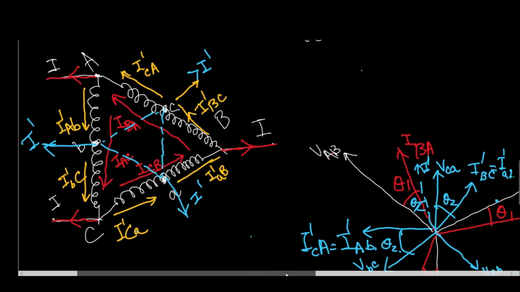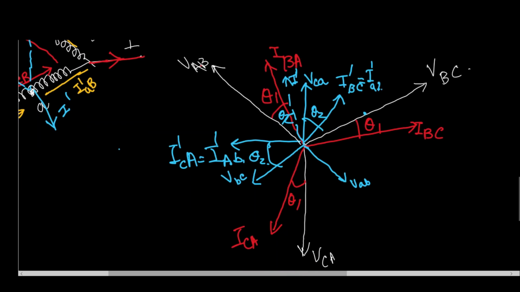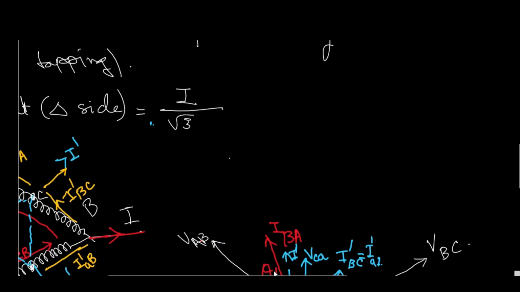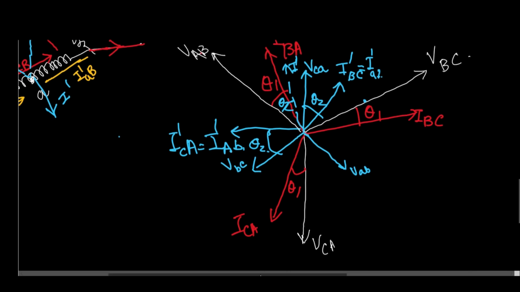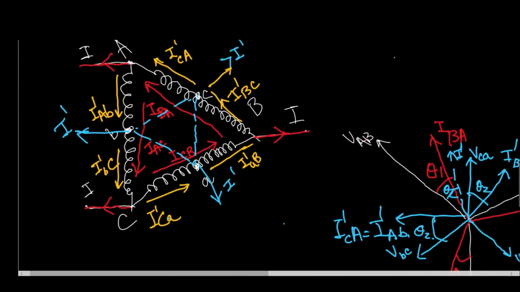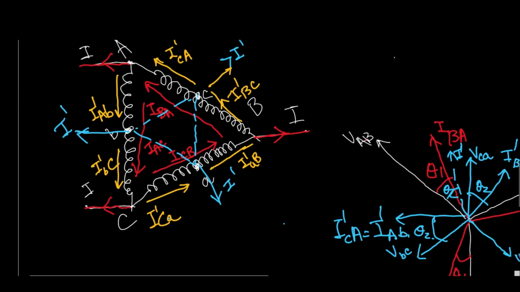This is a complicated problem, please pay your attention. Obviously IBC and ICA are all theta 1 degrees lagging behind the corresponding voltages VAB, VBC. Now here what is happening, when we are talking about I dash, this I dash is very troubling. Why is I dash troubling? Because in order to find out one I dash, you need to find out I dash CA and I dash BC. Now what about I dash CA? For finding out I dash CA, you have to draw the phasor of VCA.